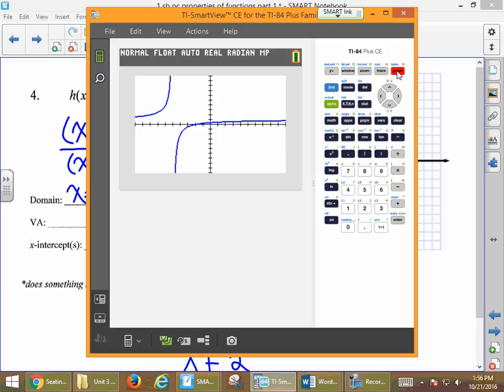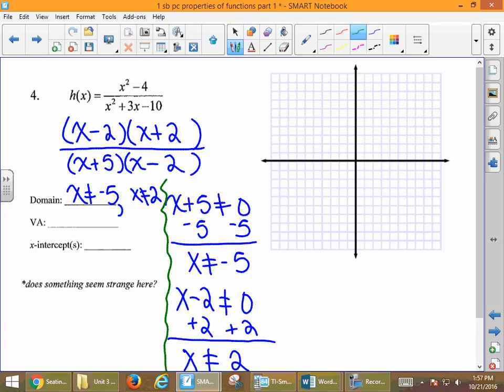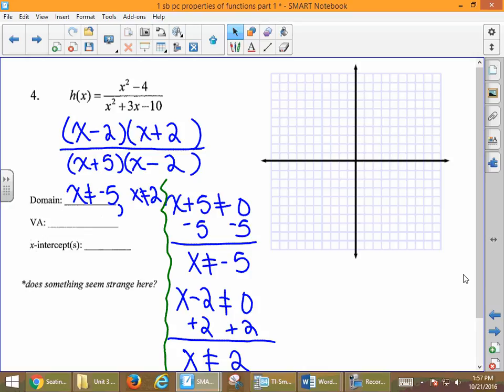Does anything seem strange? Well, the one thing that might seem strange is that we only have one gap in this example, and we had two values that are excluded from the domain. But if we go back and look at what we have here, even though it's scrunched in there, where is our asymptote? Is that negative 5 or is it at positive 2? Based on our picture here, it looks like our asymptote is definitely at 5. And remember, we write that as x equals 5.